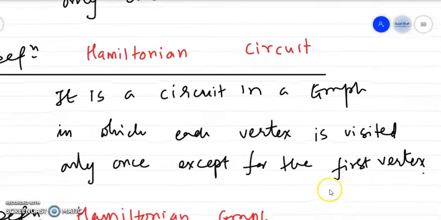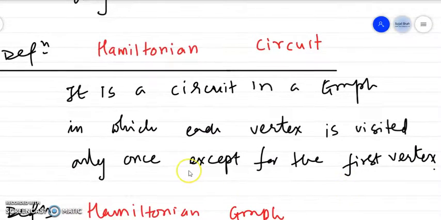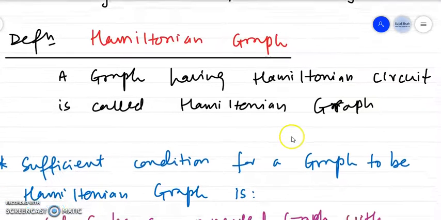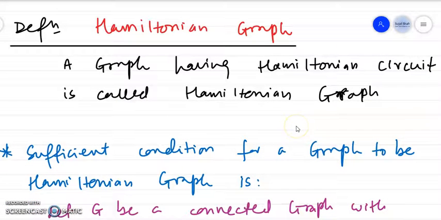So we'll see the definition of Hamiltonian circuit. It is a circuit in a graph in which each vertex is visited only once except for the first vertex. Now see the definition of the Hamiltonian graph. A graph having Hamiltonian circuit is called Hamiltonian graph.